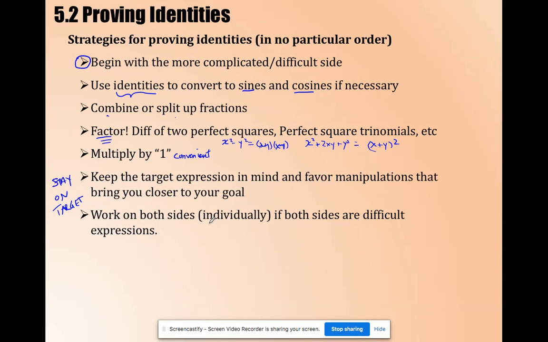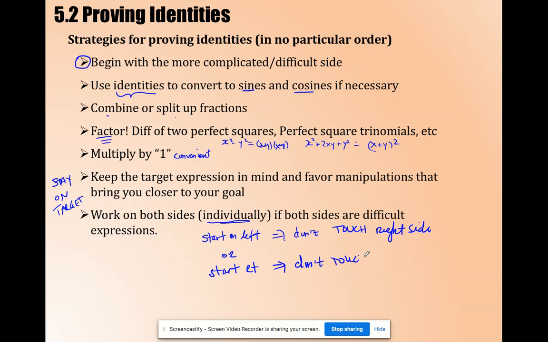You must work on both sides individually. If you start on the left side of the equality, don't do anything to the right. If you start manipulating the right side, don't touch the left side until you're done.